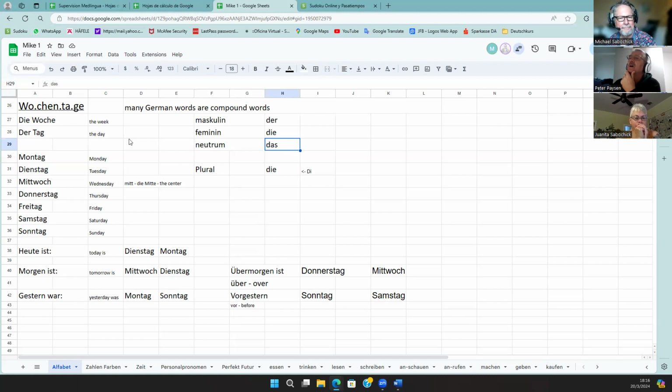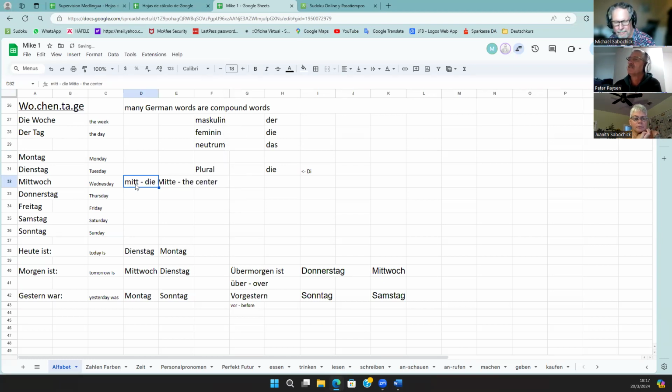All right, so now we have Wochentage, which are the days of the week, or in other words, weekdays. And of course, the week starts with Montag. And after Montag, we have Dienstag, then we have Mittwoch. And Mittwoch, as you can see, is compounded by two words.